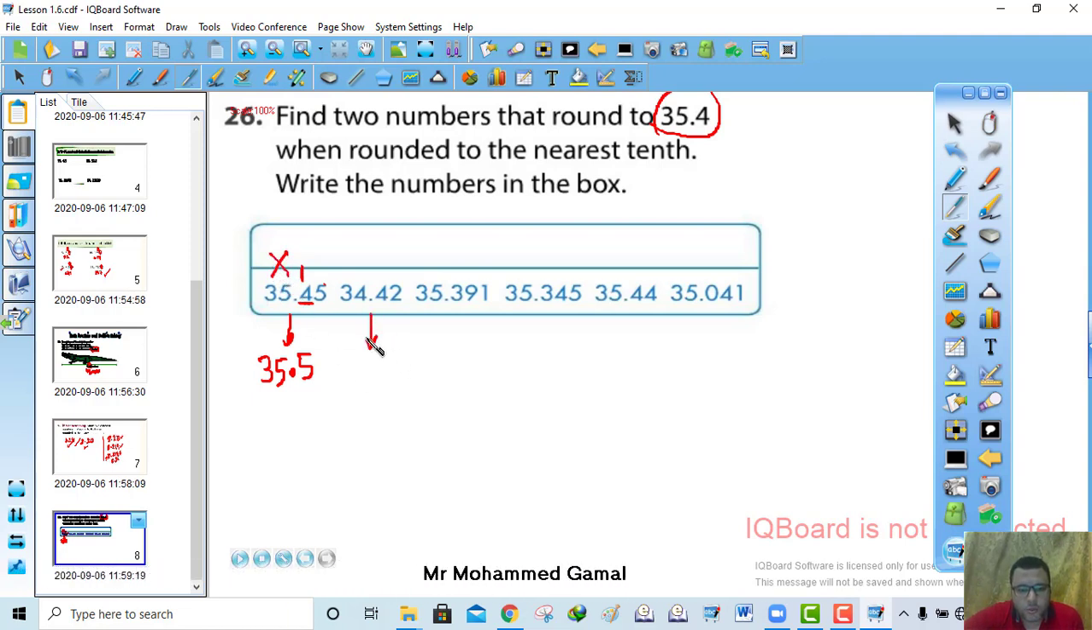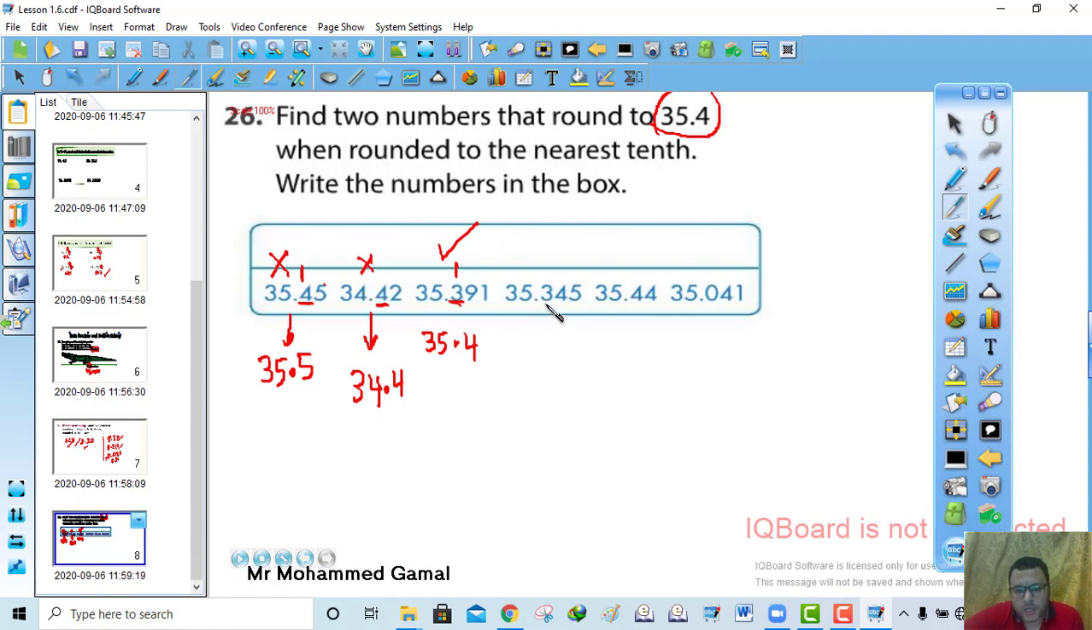Okay, let's try this one. Let's underline the tenths place. 34 and 4200. Since this 2 is weak, it's going to stay 34 decimal point 4, because 2 is weak. So it's 34 decimal point 4, not 35 decimal point 4. So this one is wrong. The third one, here we have the tenths place and here we have 9, so I will add 1. So it's going to be 35 and 4 tenths. So this one is correct.